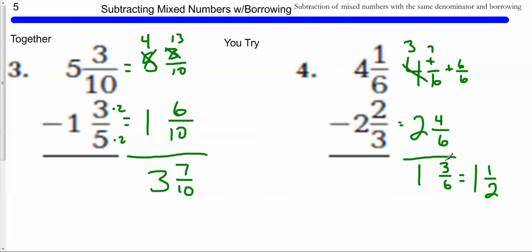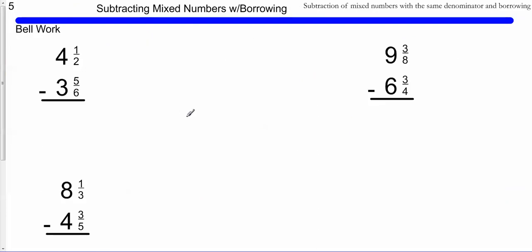Now again, I look at 1 and 3/6. Ooh, I can simplify that. So 1 and 3/6 equals 1 and 1/2. And that's all the practice that we have.